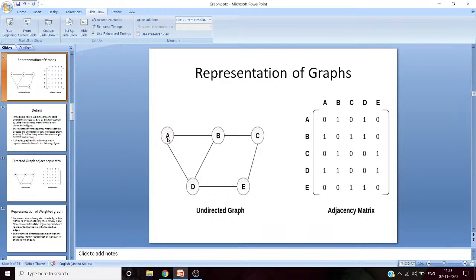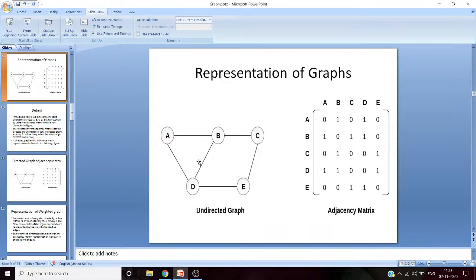Suppose here A to A there is no edge. A to B there is an edge, so 1 is there. B to C there is an edge, so 1. We have to put all the vertex names here and here also, row wise and column wise, and then we have to check if there is any path or not, edge or not, and we'll put 1 or 0 according to that.